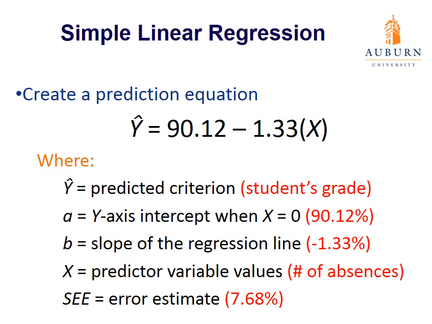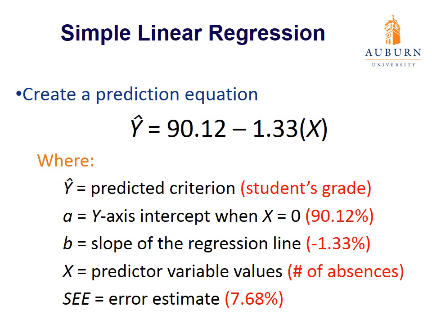In this case, for our given data, our standard error of the estimate is 7.68%. So that means that for any particular student that we give an estimate for their course grade, we could be off by 7.68%. And so that means that once I complete my regression, I have a prediction equation such as y hat, or the course grade, equals 90.12 minus 1.33 times x, with an estimate of error of 7.68%. And so that's simple linear regression.